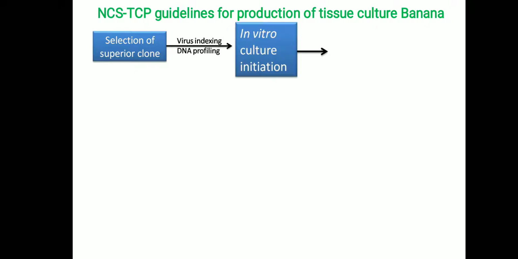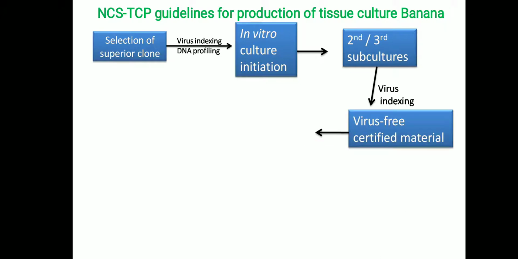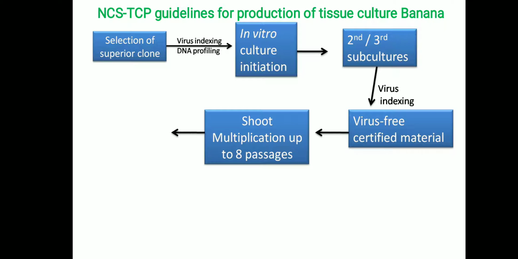Once the DNA profiling is obtained and the material is free of viruses, we process the explant for in vitro initial establishment culture, called in vitro culture initiation, and go for 2 or 3 subcultures. Now we get more propagules, and again samples are taken and sent for virus indexing to make sure it is free from banana specific viruses. This material is then virus free certified material and used as a mother stock, and we continue subculture in shoot multiplication medium for rapid proliferation of shoots up to 8 passages. So we will get a huge number of micro shoots at this stage.